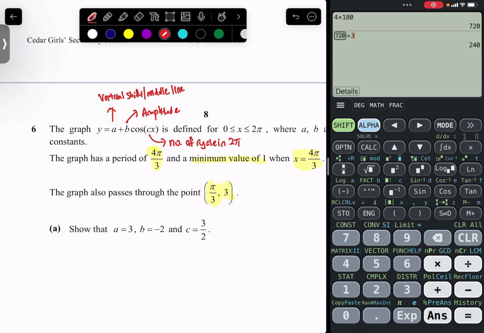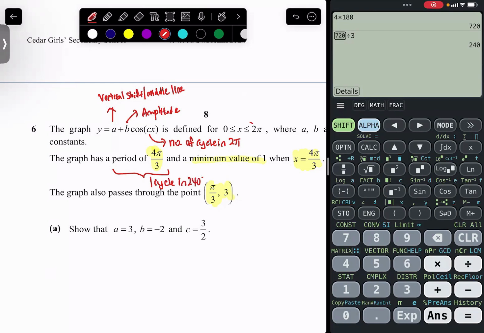Now, our graph has a period of 4 pi over 3. If you are unfamiliar with radians, we have to understand that pi is 180 degrees. So 4 times 180 degrees divided by 3 is 240. What does 240 degrees mean? Every time it reaches 240 degrees, I will have one cosine curve. That's what the period means: I will have a cycle in 240 degrees.